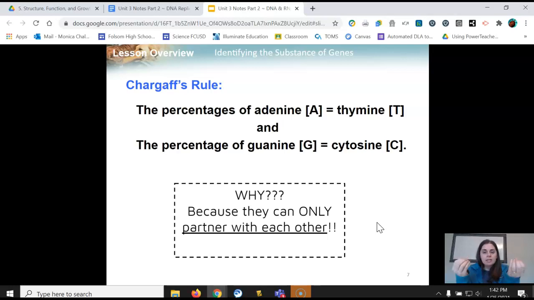So hopefully that makes some sense, which means if you have 30% A's and 30% T's, 30 plus 30 is going to be 60%, and that means you have 40% for both G and C. So then divide that by 2 to get 20 and 20%. And we'll talk about that in a little bit. Actually, we'll probably do that when we get to our guided practice.